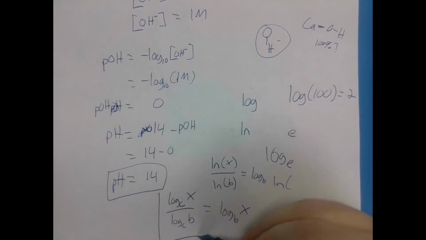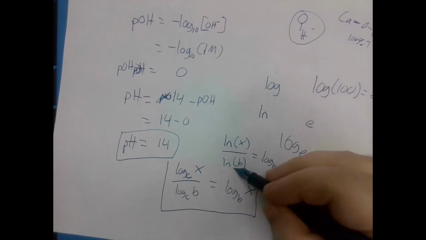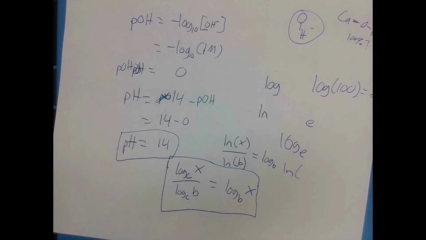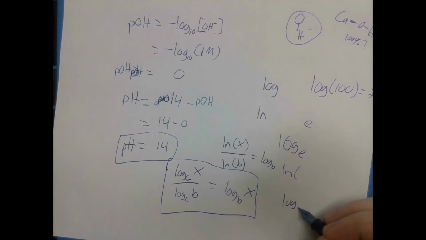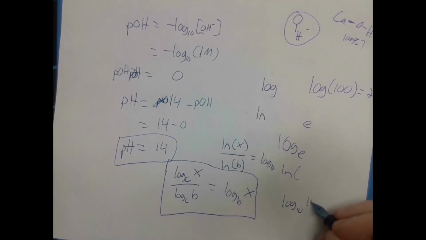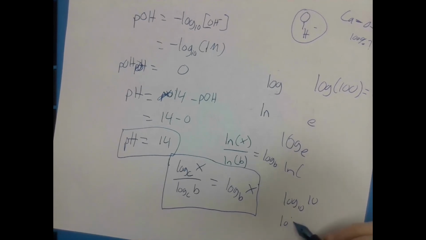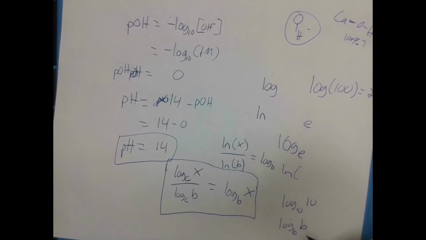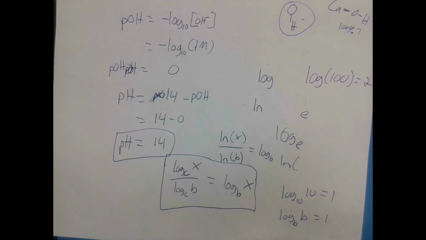So this is a change of base formula. Because log base b of b is always 1. So if your calculator's base is already b, you're just dividing by 1.